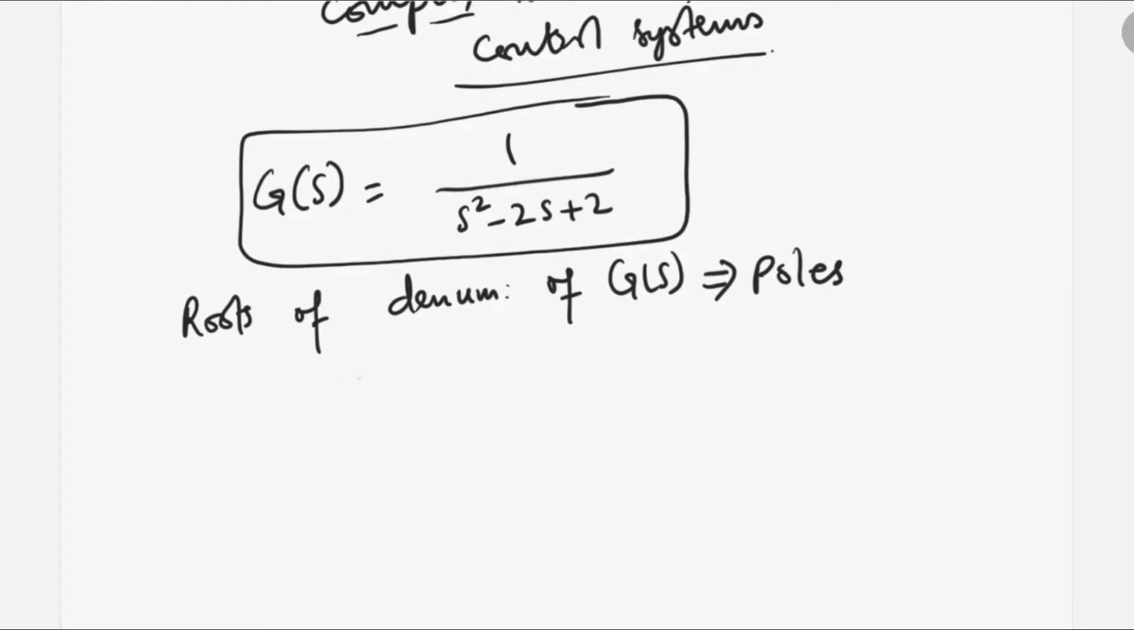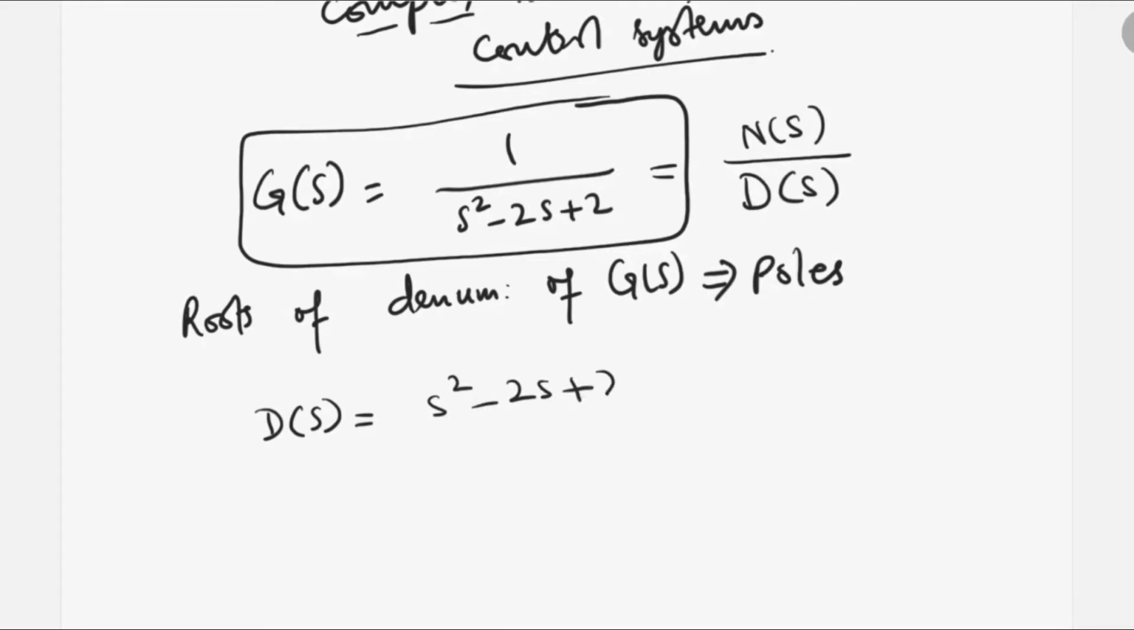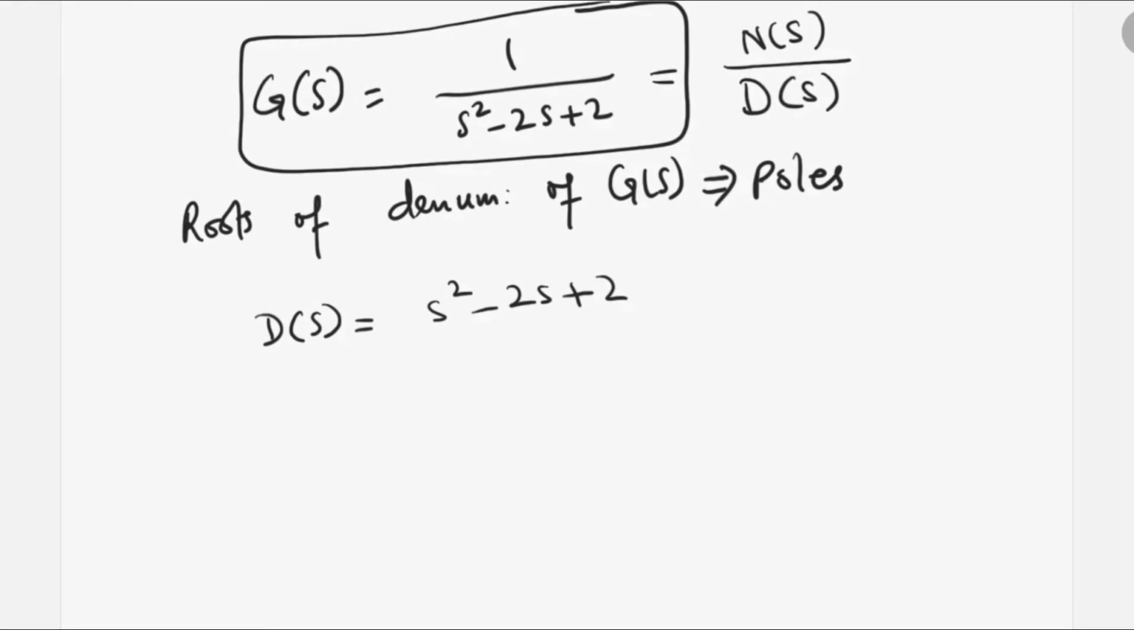So if I take this equation, let's say it is equal to n of s for the numerator and d for the denominator. I would say d of s is my denominator. So you can see that it is a quadratic equation and it will have two solutions or two roots, or within controls perspective it will have two poles, right?